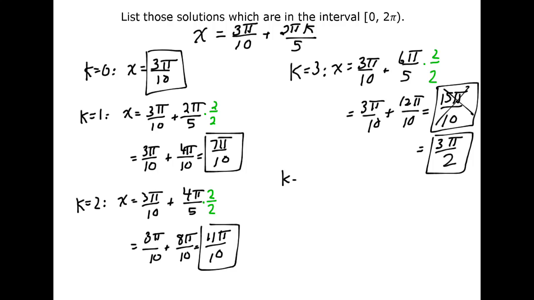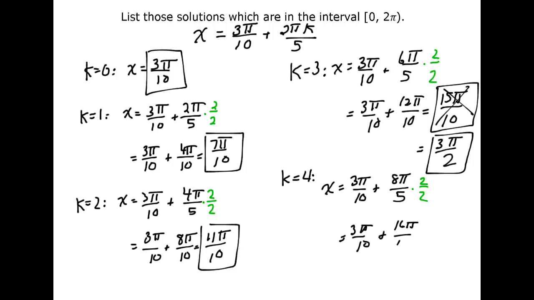And now how about when k is 4? Then I'd have x is equal to 3 pi over 10 plus 8 pi over 5. And get a common denominator. So we have 3 pi over 10 plus 16 pi over 10, and that makes 19 pi over 10. You'll see that if we let k equal 5, we'll be bigger than the range asked for, so we just need these 5 answers.